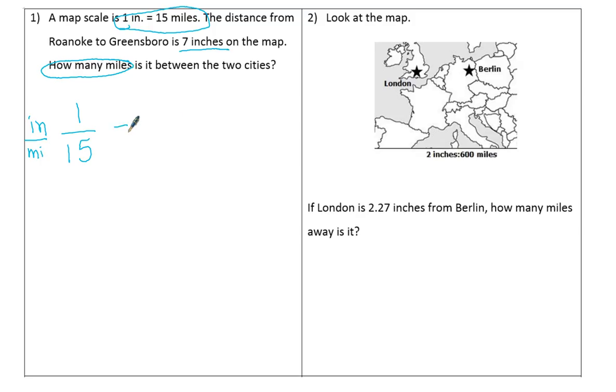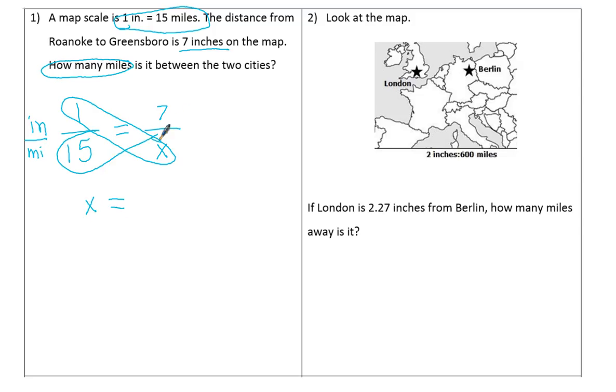We have 1 over 15 equals, they said 7 inches, so inches need to go on top. And how many miles is what we're looking for, so that's going to be represented with our variable, and our miles are going on the bottom here. First thing we do to solve this is we cross multiply, so we first say 1 times x. Well, that's just 1x, or just x, honestly. We don't even have to put the 1 there.